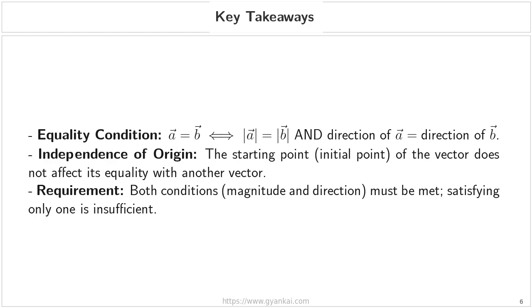Finally, the most important requirement to keep in mind is that both conditions must be met simultaneously. As we highlighted in our common mistakes slide, satisfying only one condition, like having the same magnitude but different directions, or the same direction but different magnitudes, is simply not enough. Both magnitude and direction must be identical.